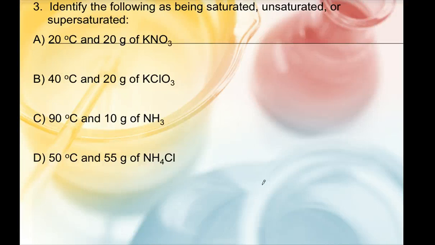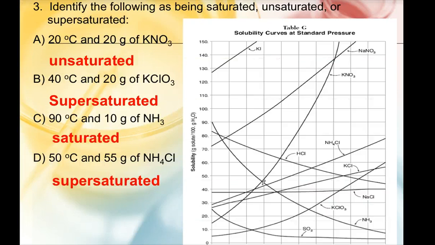Okay. Now number 3 is the same thing. Let's take a look at why this is unsaturated. You look at 20 degrees, which is right here, and you have 20 grams of KNO3. Well, you can see that at 20 degrees, KNO3 can dissolve 35 grams. So that's still 15 grams underneath. That's an unsaturated solution. Let's take a look at the next one.